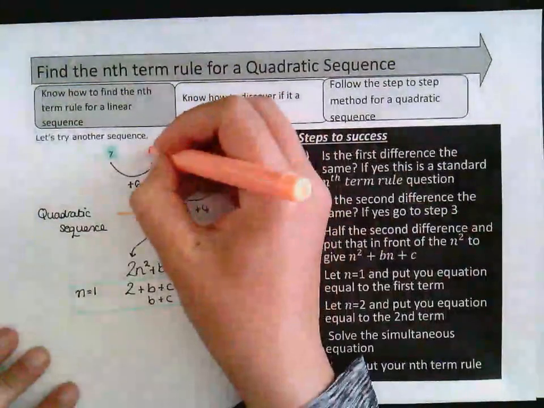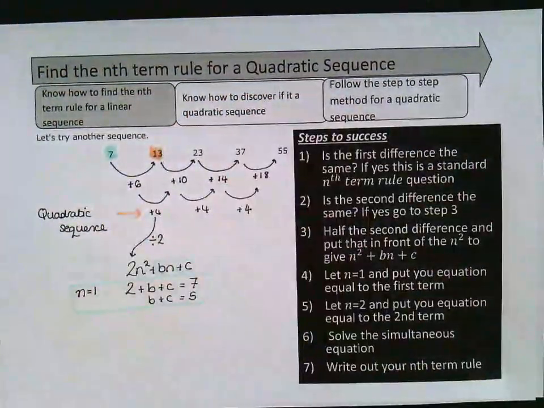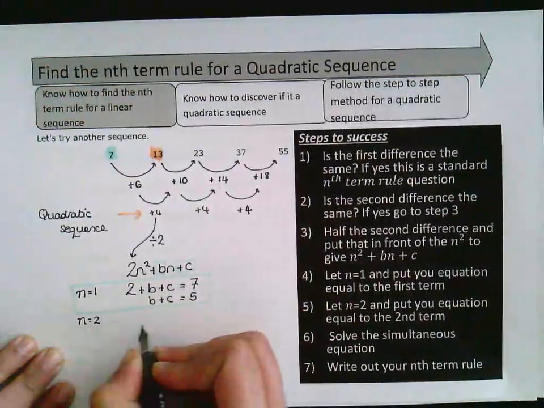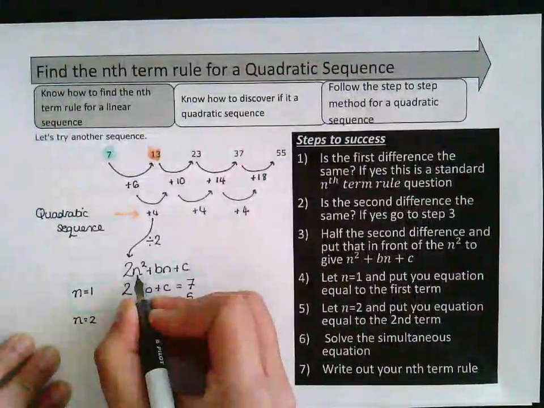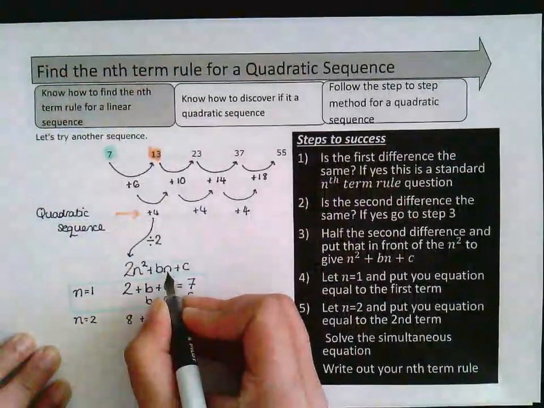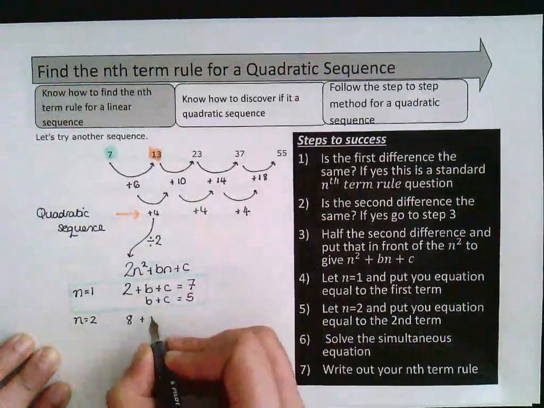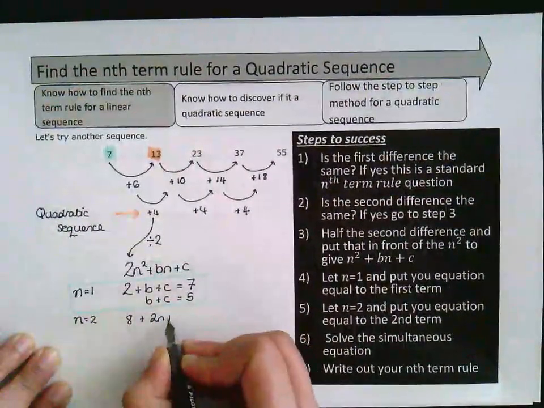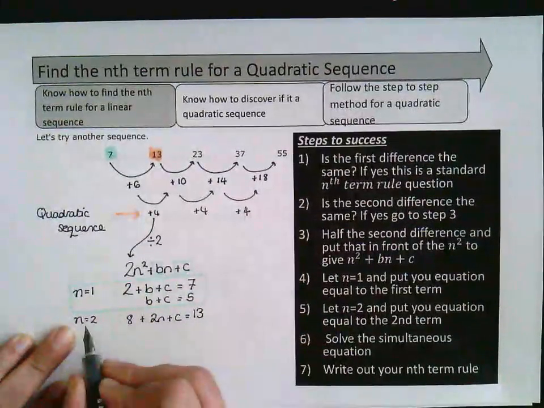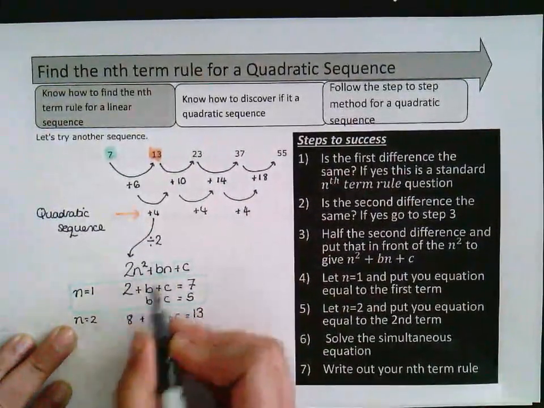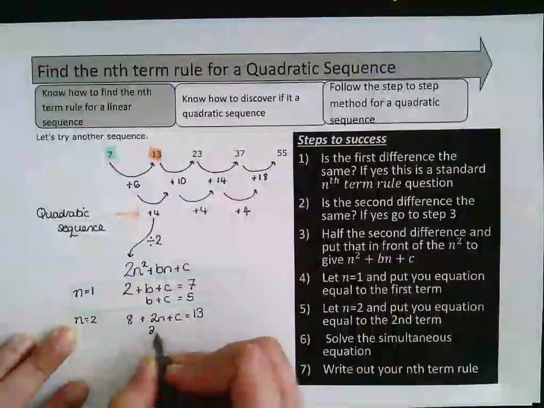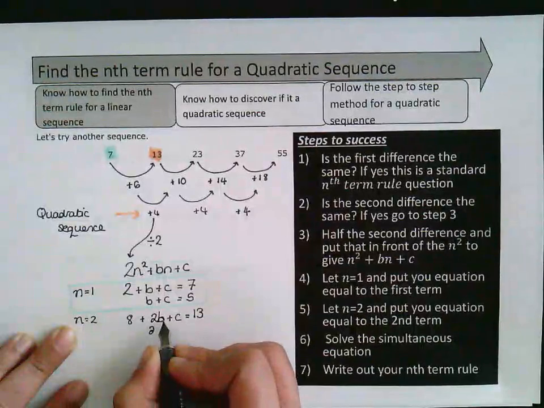I am now going to do the same, but with the second term. n is 2. So 2 squared is 4 times 2 is 8 plus b times 2, which is 2b, plus c equals this term, which is 13. So everywhere there's an n, I've put the number 2, and I've made it equal to the second term. And just like last time, sorry, that should have been a b.